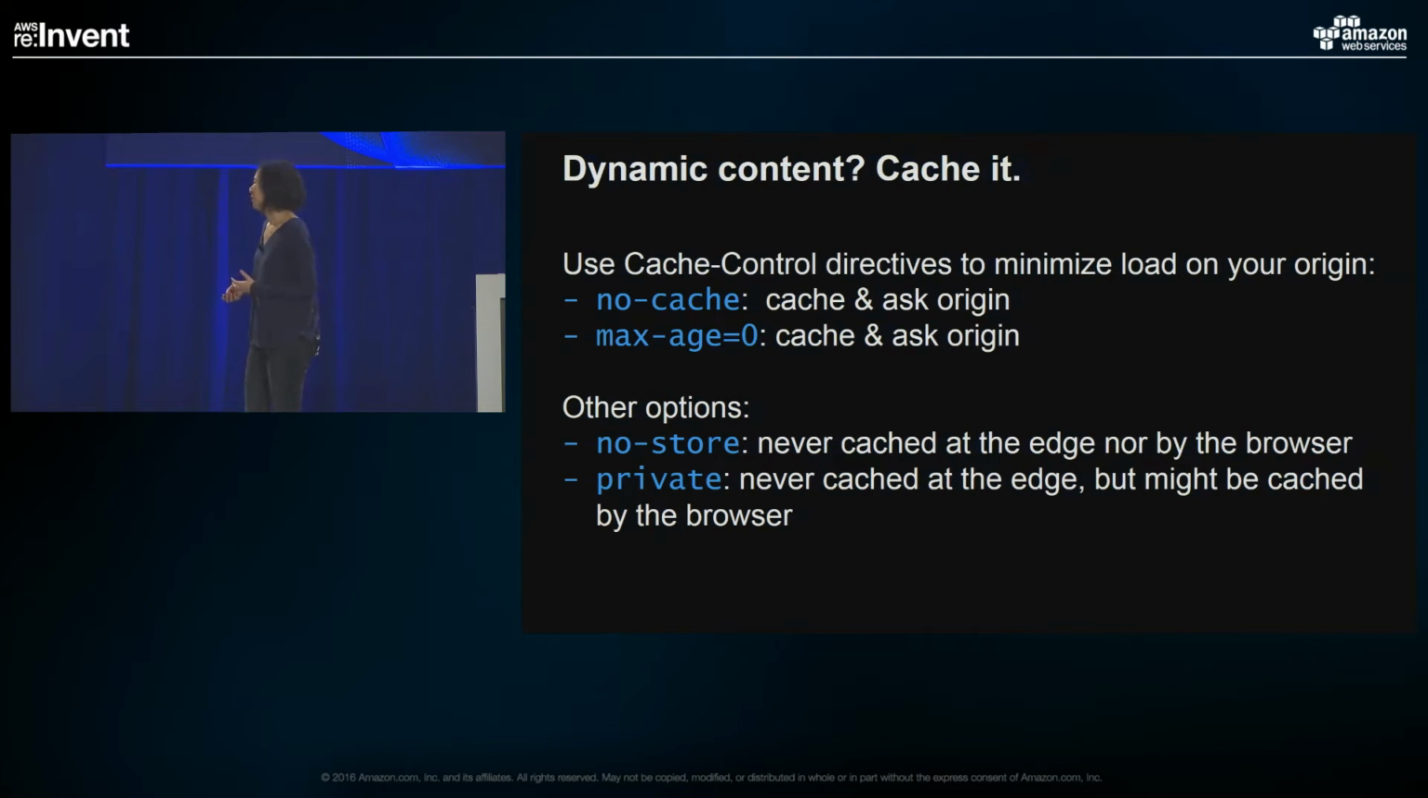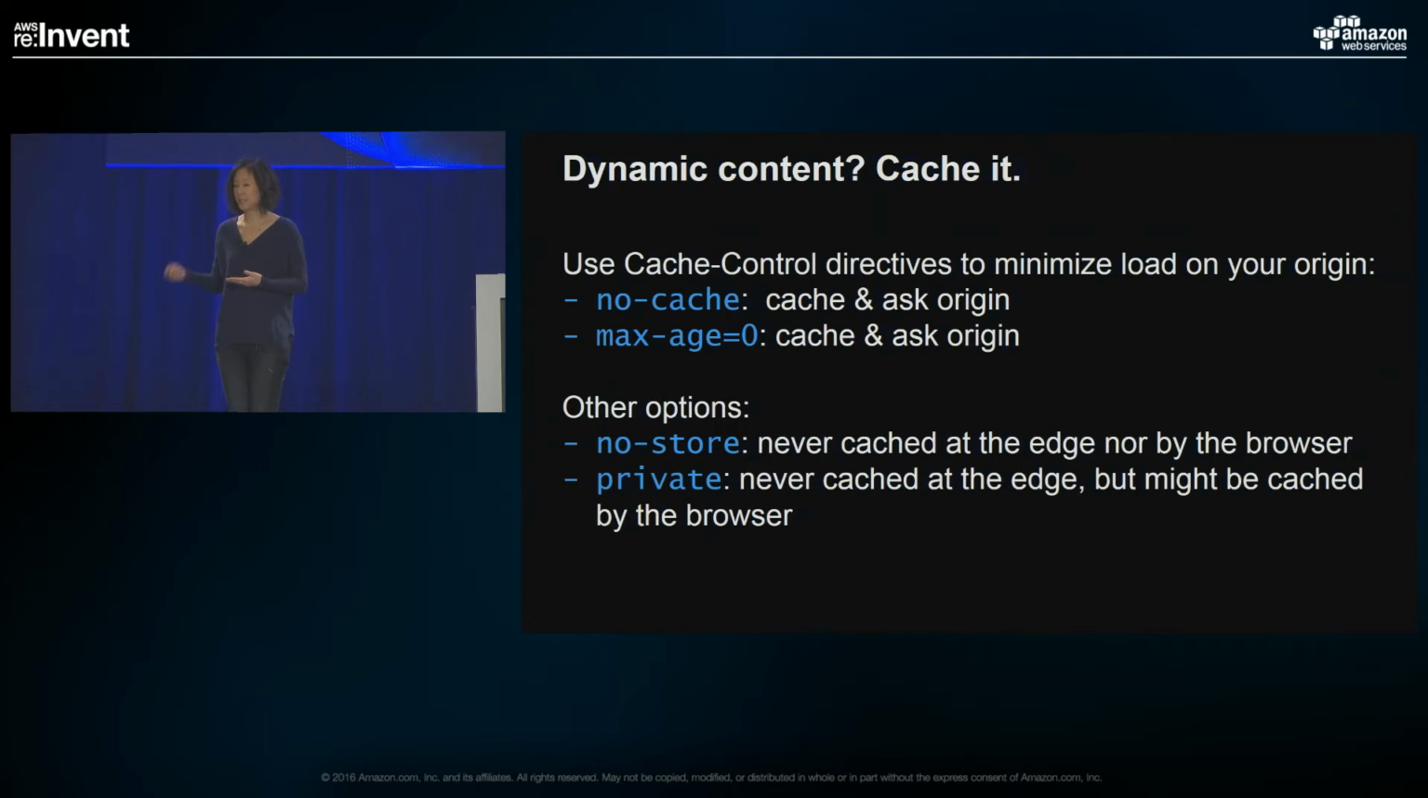Dynamic content. Most of you will think dynamic content is really not cacheable, but it is, and we want to reduce the load to your origin, law number 2. So in this case, what you can do is set no-cache or a max-age of 0, which essentially means we'll cache it, but every single time we get a request for it, we will send that conditional GET to the origin.